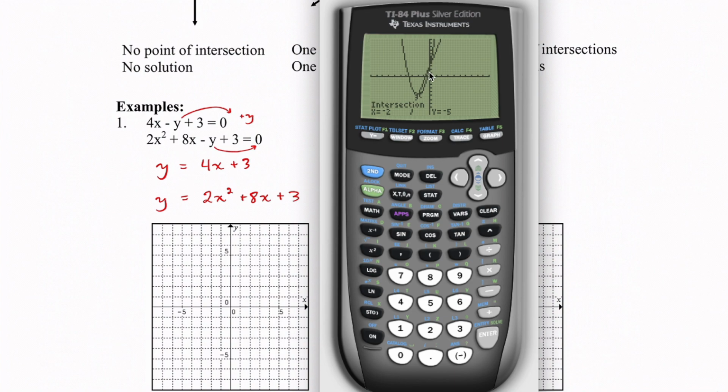And then to get this other one, we'll do it again. So second, trace, option number 5. But this time move closer to that point. So all the way over here. And then click enter, enter, enter. And then it finds it, so we have 0 and 3.